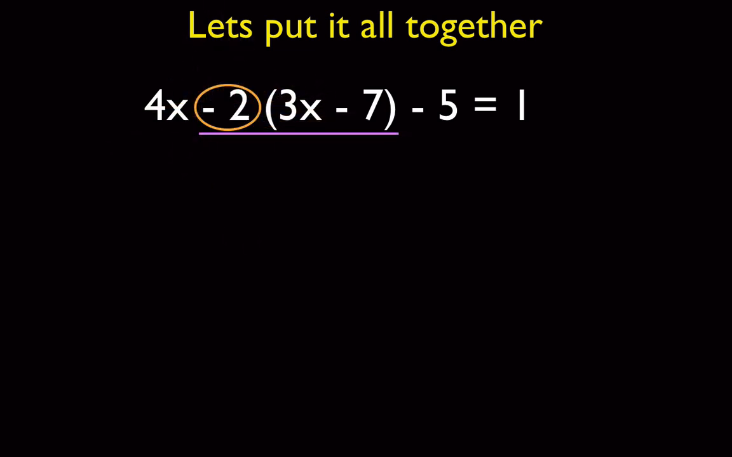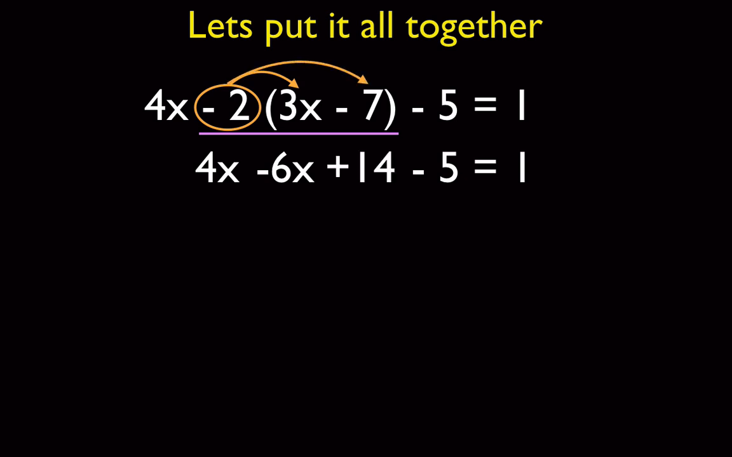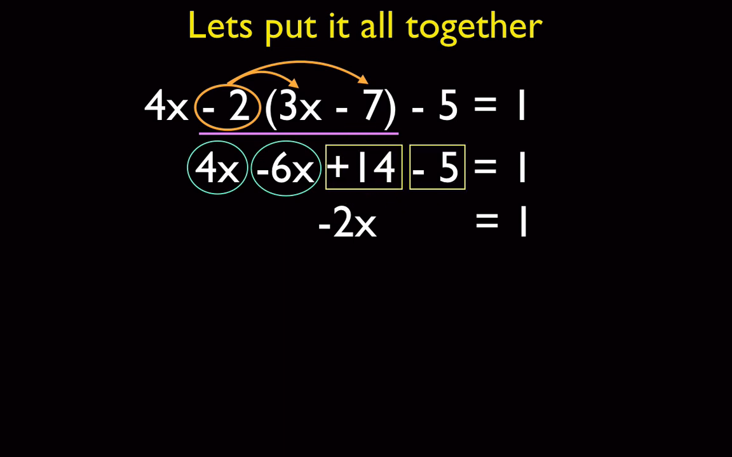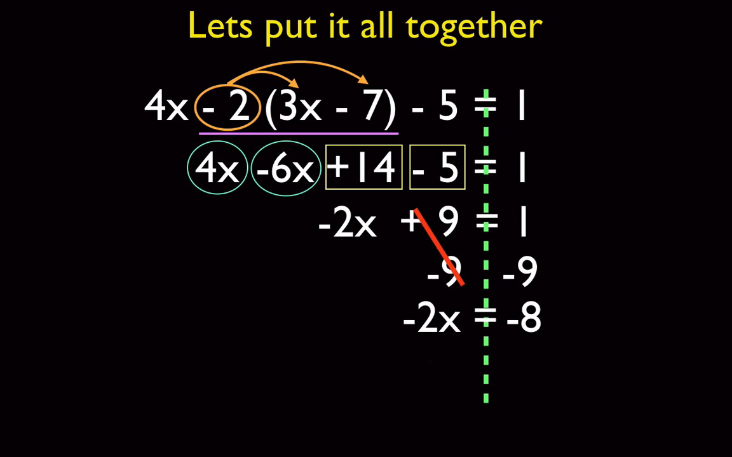Circle the negative sign included with the 2. Bring down everything else. Now I multiply. Negative 2 times 3 is negative 6. Negative 2 times negative 7 is positive 14. Now look what we have, combining like terms. I'm going to combine my x's, which is going to give me negative 2, and I'm going to combine my numbers, which is going to give me positive 9. Subtract 9 from both sides, because look what we have, a two-step equation. And divide by negative 2 gives me positive 4.